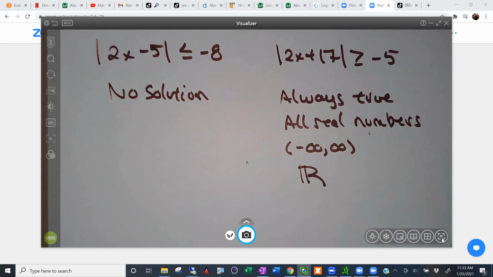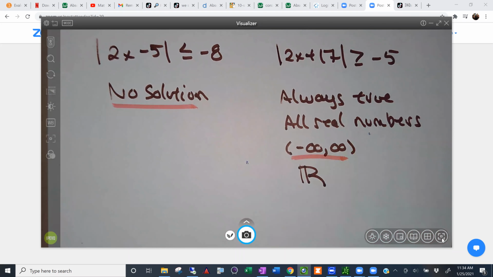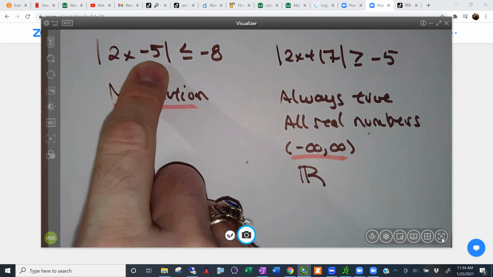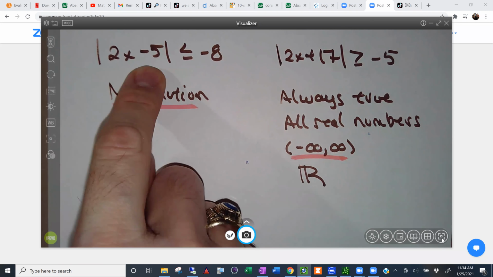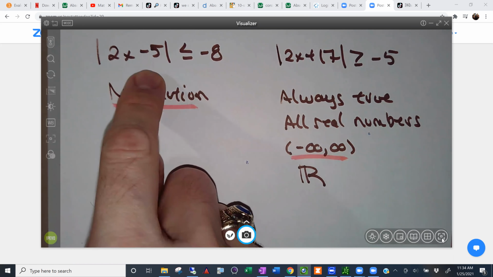Now, if you're looking at this and going, oh my God, I don't know which one it is, no solution or this, here's what you can do. Give me your favorite number. Pick an easy one. Let's do 2. Perfect. Let's put in a 2 here. 2 times 2 is 4, minus 5 is -1. The absolute value of -1 is +1. Is +1 less than or equal to -8? No, because it's a positive number. So this one can't happen.